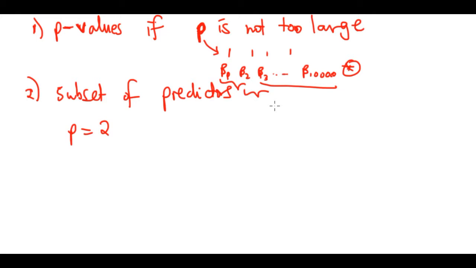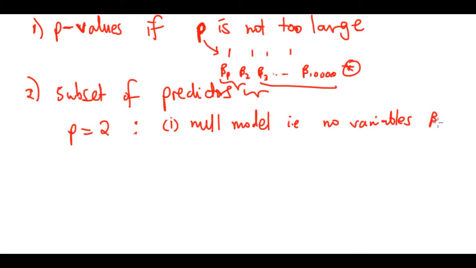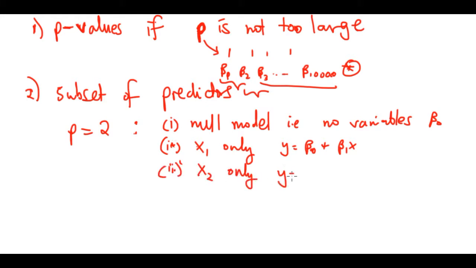So here, let's say we have p equal to 2. What subsets can we make here? We can make model number 1, called the null model. This null model will have no variables at all. It will just have the intercept, beta naught. That's all. Model number 2 will be the model with x1 only, so it will be y is equal to beta naught plus beta 1 x1. And then a third model could be x2 only, so it will be y is equal to beta naught plus beta 2 x2.